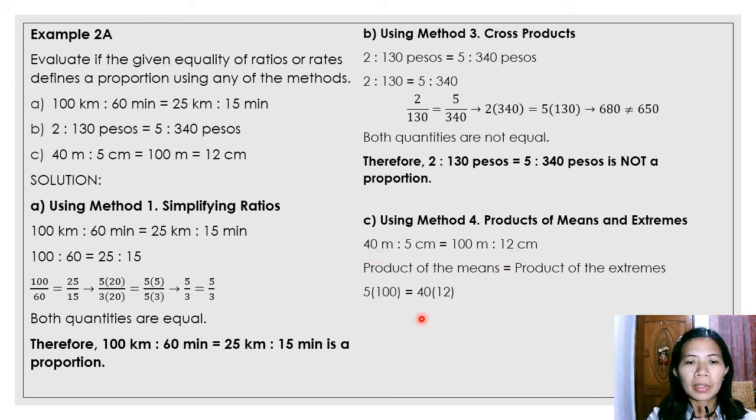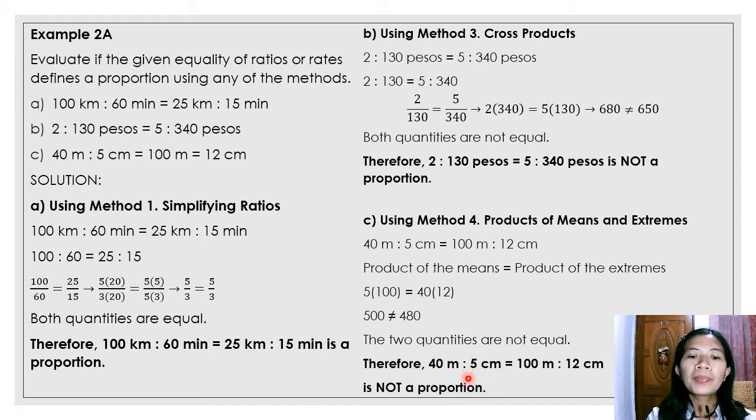So we will get the product. 5 times 100 is 500. Then 40 times 12 is 480. Then we notice 500 is not equal to 480. So we can say that the two quantities are not equal, and therefore 40 meters is to 5 centimeter equal to 100 meter is to 12 centimeters is not a proportion. So this is how we are going to check whether the given quantities are proportion or not.